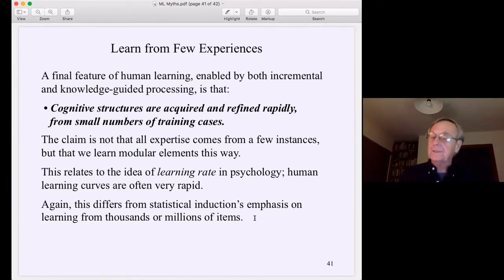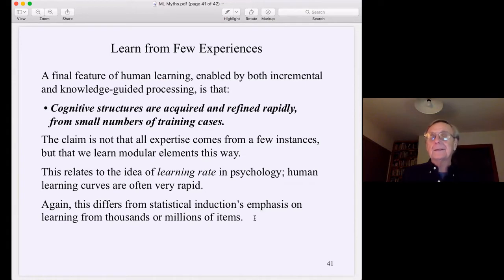This is directly related to the notion of learning rate in psychology. And you find learning curves in many psychological papers. We were publishing them back in the 80s. It was a common thing to find learning curves in machine learning papers. You do see them now too.